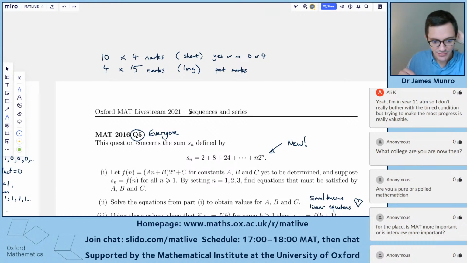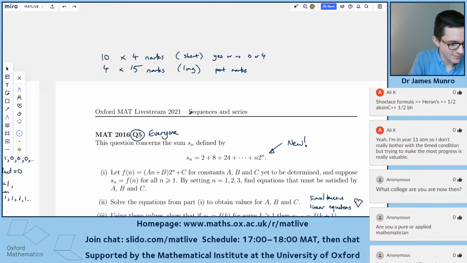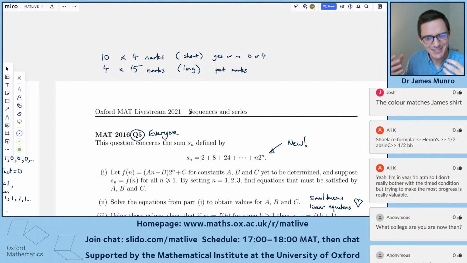Yeah, Ali's in year 11. Don't bother with the timed conditions, says Ali. Cool, good. Josh has noticed, yeah, so I changed all the colour schemes and then I realised that it kind of clashes or matches my shirt. So, unintentional and not very aesthetically pleasing.